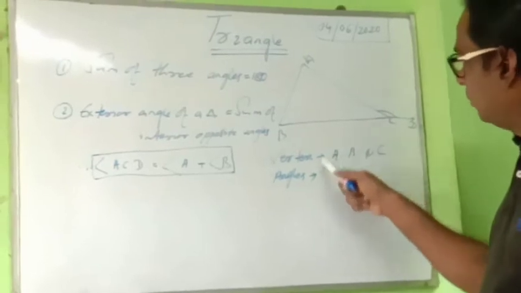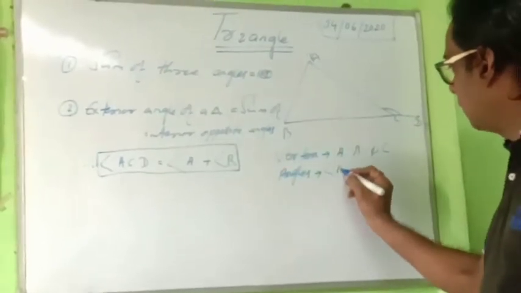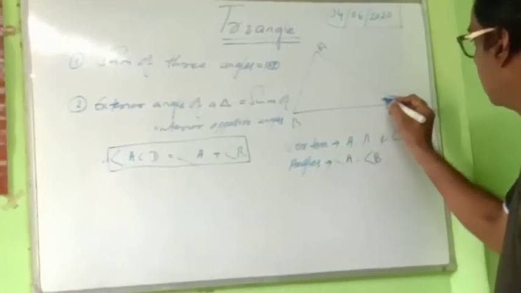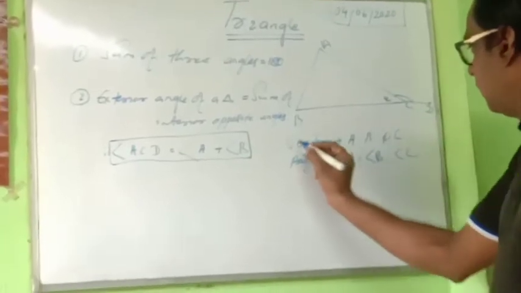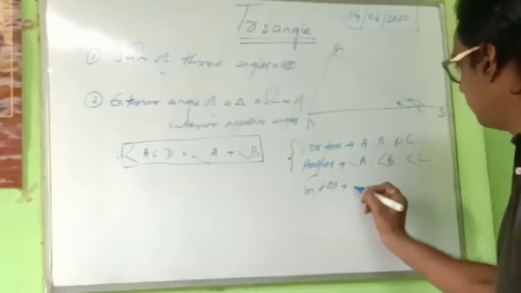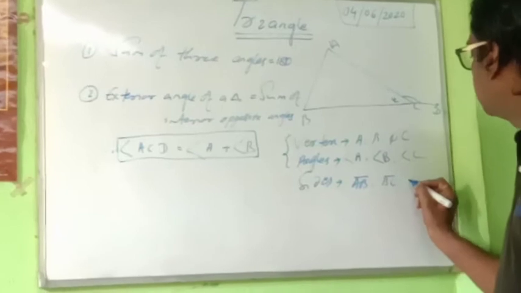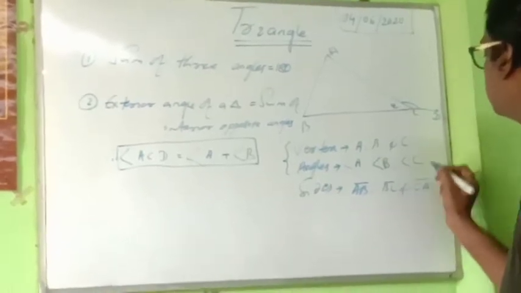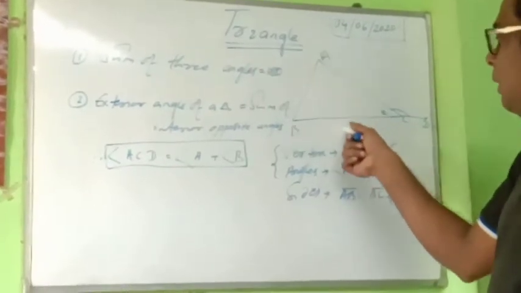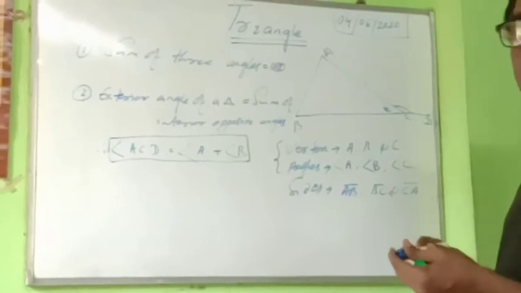What are the angles' names? Here one angle, angle A. Here angle B, and what is the name of this angle? This angle? Angle C. There are three angles, three vertex. And how many sides are there? Three sides. AB is a side, BC is a side, and CA is a side. A triangle means it is a closed figure having three angles, three vertex, and three sides.